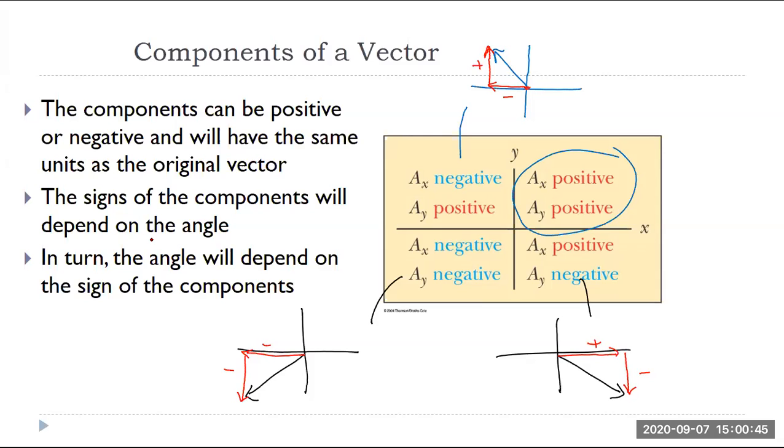So the sign of the components depends on the angle, right? So it depends on where you are in terms of your coordinate axes. But the angle also depends on the sign of the component. So that works in reverse, right? Whether your x and y are positive or negative will tell you what angle you're actually at.